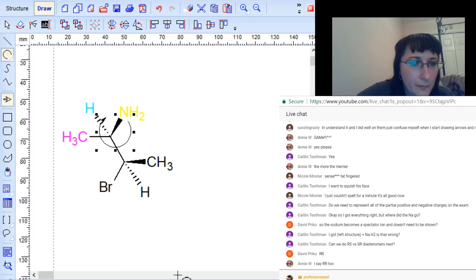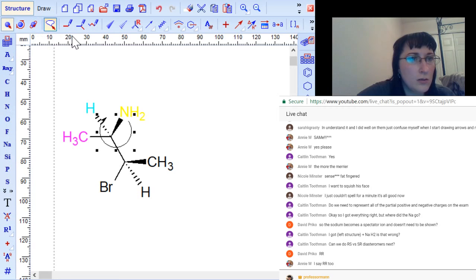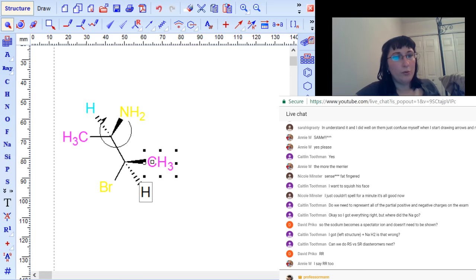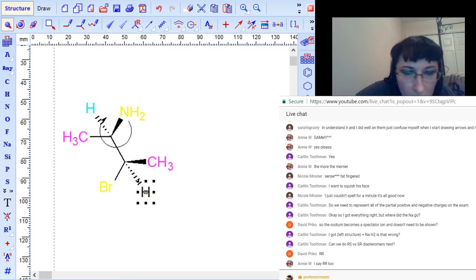Then the one on the bottom, the bromine would be number 1, right? I'm also going to label that yellow. Number 2 would be the carbon up here on the parent chain. Number 3 is the methyl group. And number 4, again, is the hydrogen, which it always is.